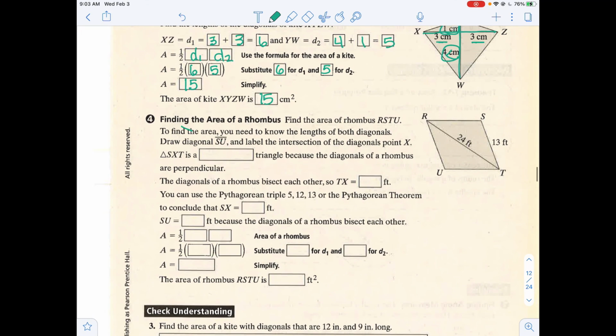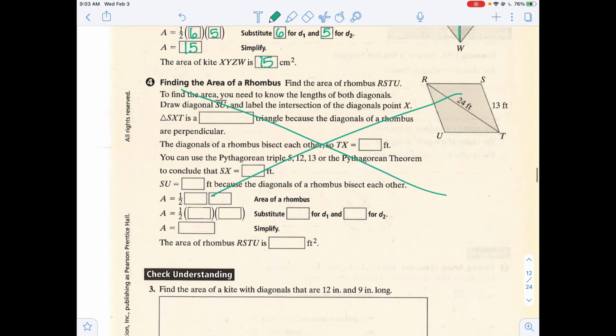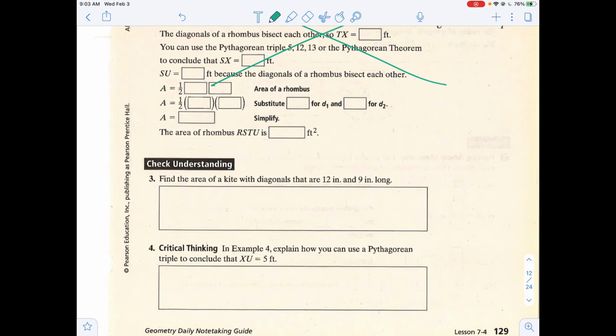We are also going to skip number 4. You do have a check for understanding problem to do. Find the area of a kite with the diagonals that are 12 inches and 9 inches. And then you get to skip number 4 on the check for understanding problems as well.